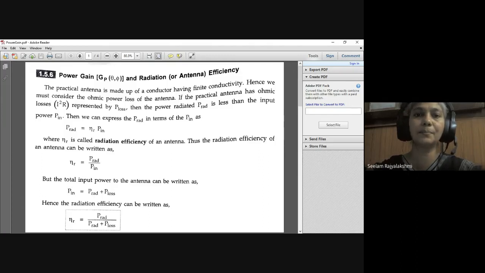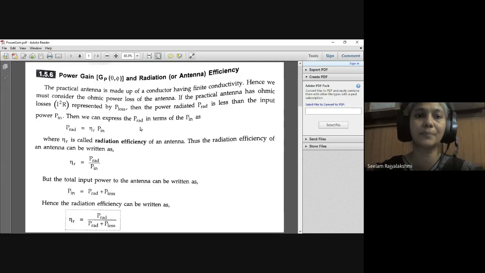Then the power radiated P rad is less than the input power P in. Power radiated we write as P suffix rad, power loss as P suffix loss, and input power as P in. Whenever we have the ohmic losses represented by P loss, the power radiated is less than the input power. That means when we radiate some power through the antenna, we obtain some loss, so power radiated is less than the input power P in.